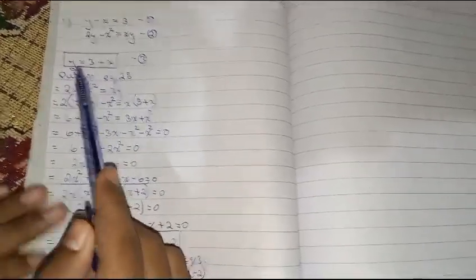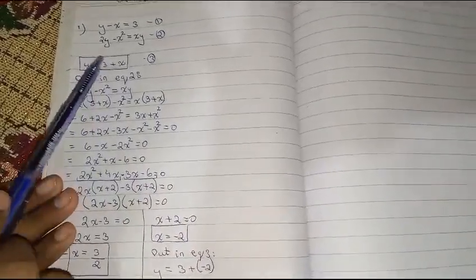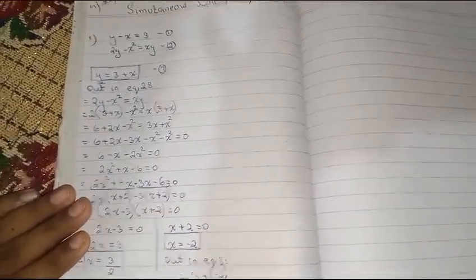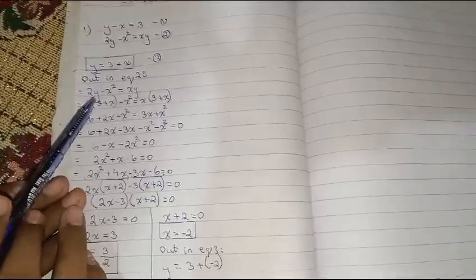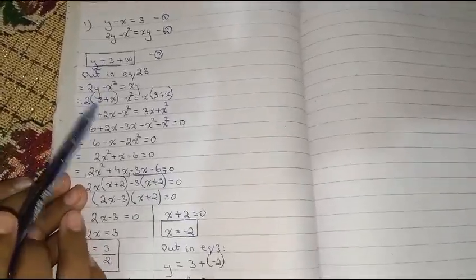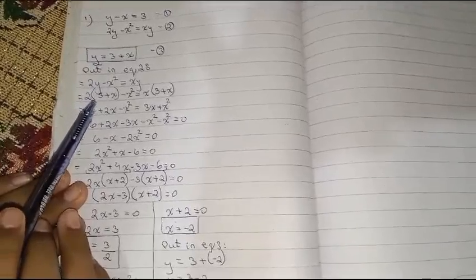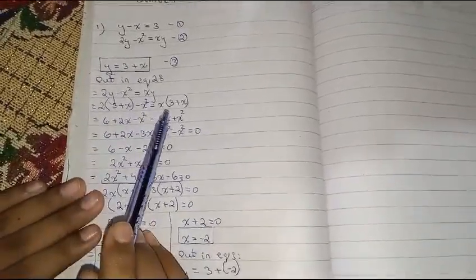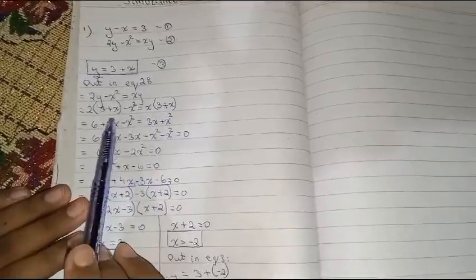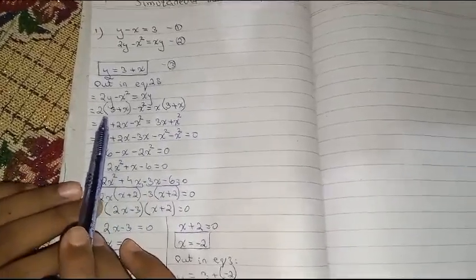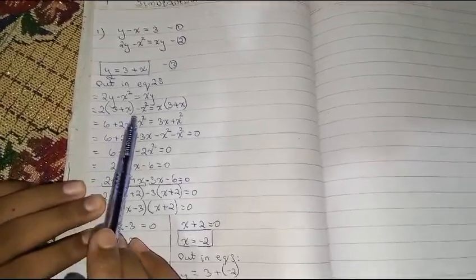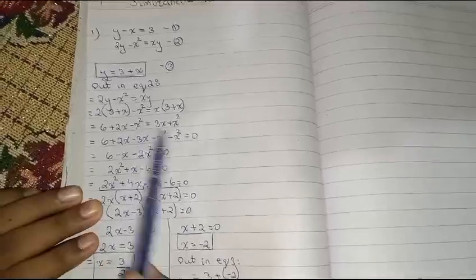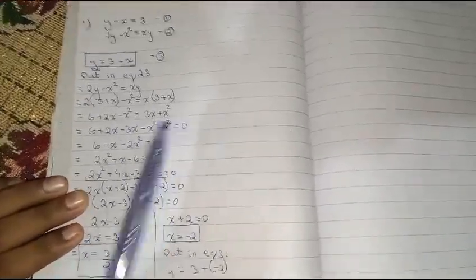When we put the value of y in equation 2, which is 2y minus x square equal to xy, we place the value of y in place of y. So 2 multiplied by (3 plus x) minus x square equal to x multiplied by (3 plus x). By multiplying 2 with the whole bracket, we get 6 plus 2x minus x square equal to 3x plus x square.